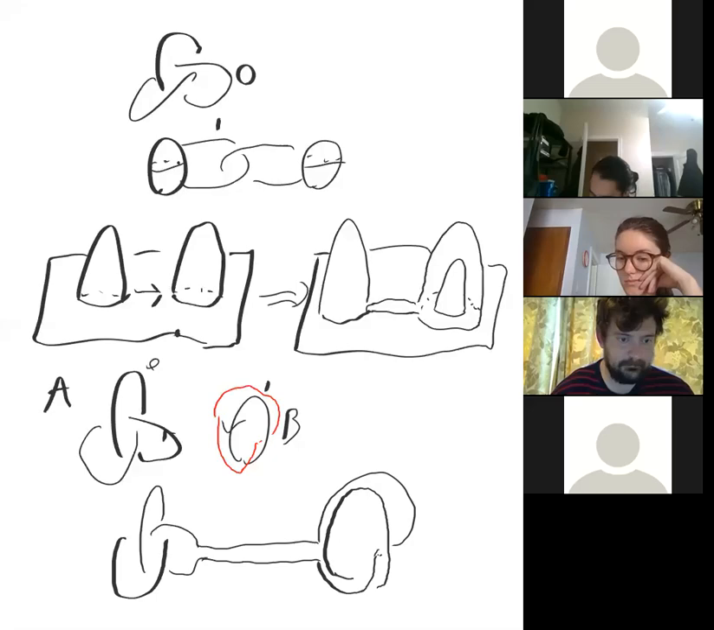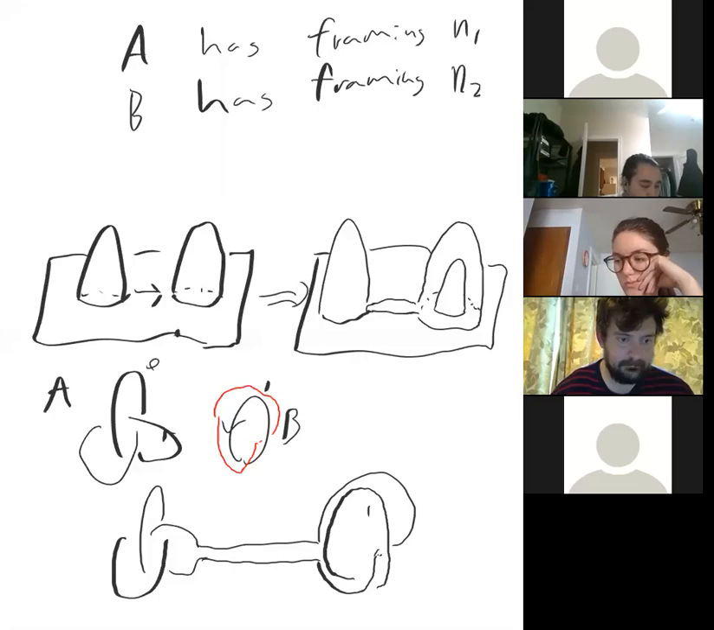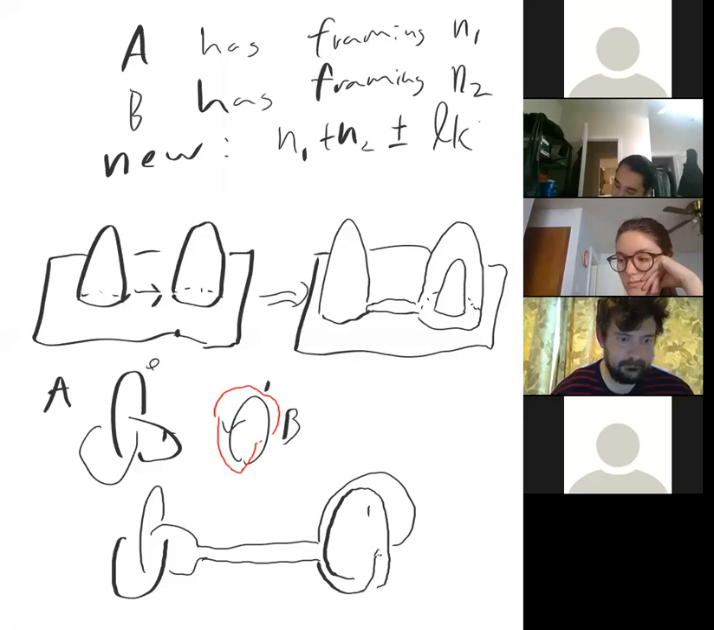See, so B doesn't change at all, so it still has framing one. Framing on A is going to change. So if A has framing, let's say, N1, and B has framing N2, then the new framing is N1 plus N2 plus or minus the linking number of A and B. And plus or minus is to determine whether or not the orientations of the two knots agree or not. In this case, they do. A and B have no linking. So the framing of this guy is going to be 0 plus 1 plus 0, so 1.